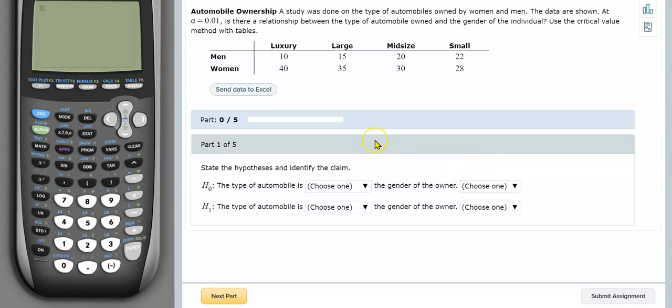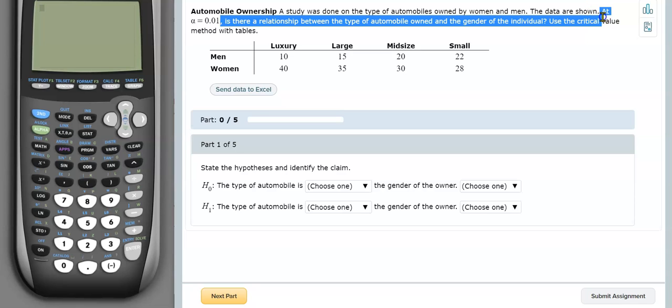Okay, so this question is about chi-squared and the contingency table, and we are looking at running the chi-squared test. So let's see, here we have certain data we want to figure out. The data are shown in the table, and this is my claim at the level of alpha equal to 0.01. Is there a relationship between the type of automobile owned and the gender of the individual? So we are looking for a relationship.